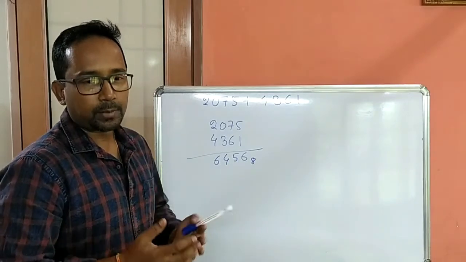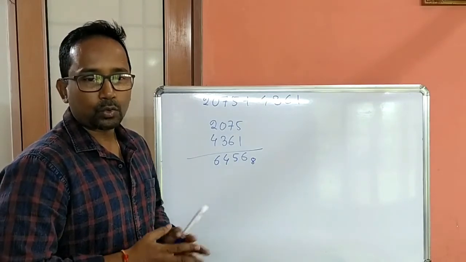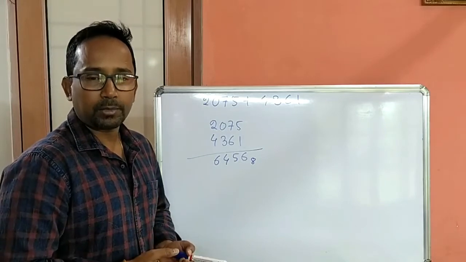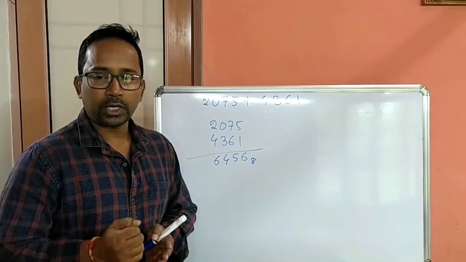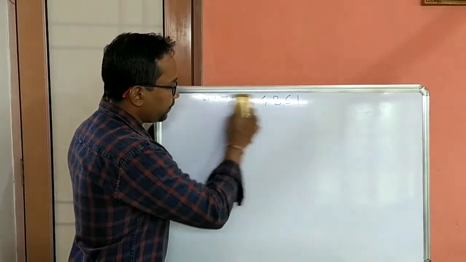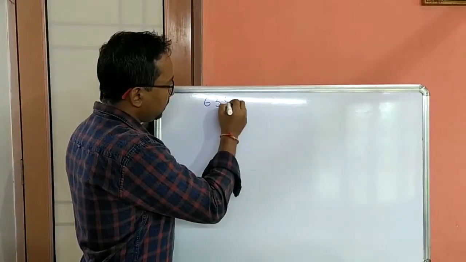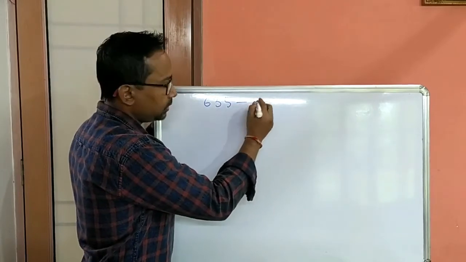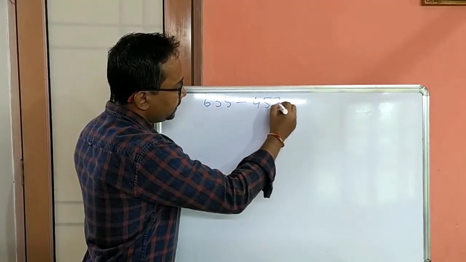Now we will learn subtraction. We can subtract octal numbers similar to decimal numbers, whereby we borrow from higher order digits if needed. Take one example. 635 minus 457.